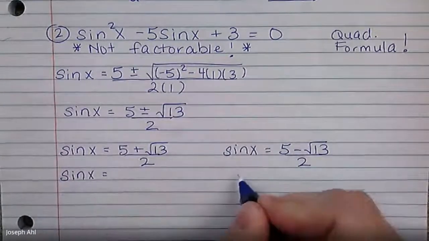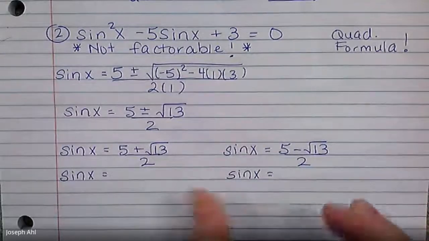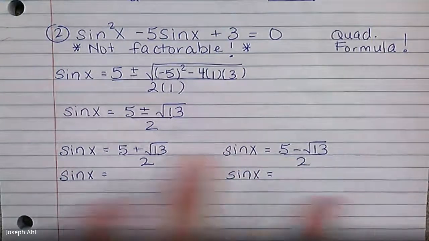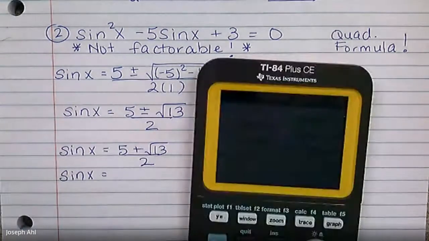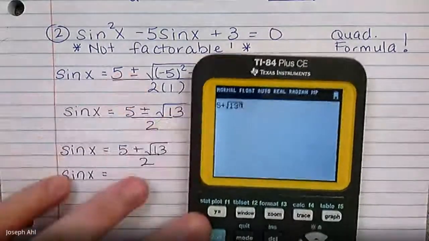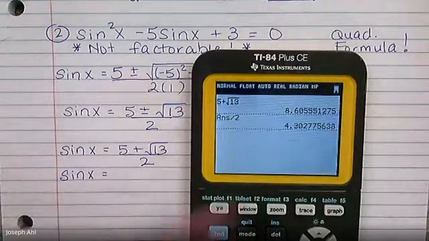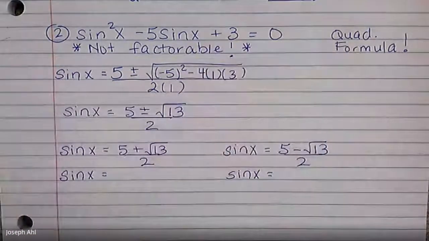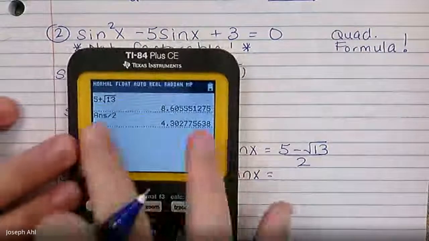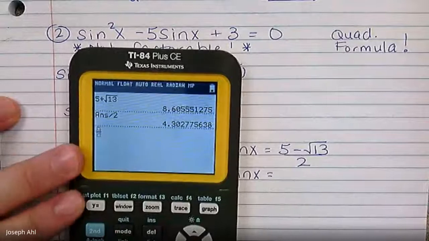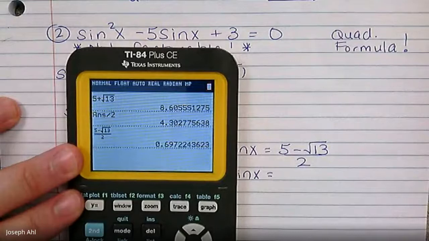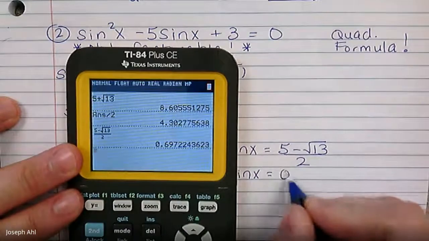What I want to do in each example is figure out what sine x equals as a decimal, because I want to figure out, is this a positive amount? Is it a negative amount? You probably know what it is, but let's just type in first and foremost 5 plus the square root of 13, hit enter, and then divide that by 2. That's 4.302. So this number over here is a decimal. If you want to type it in all at once, by the way, you can do a fancy fraction: 5 minus the square root of 13 and then divide that by 2. That's 0.697.